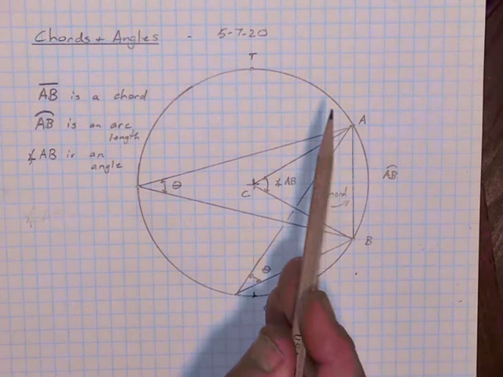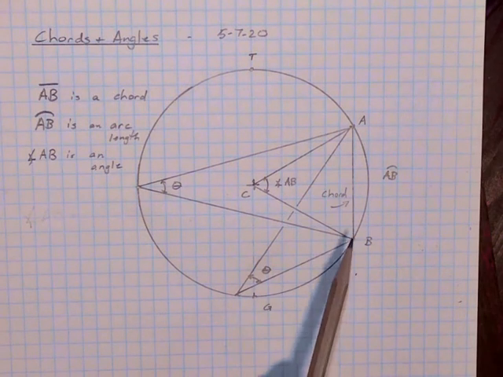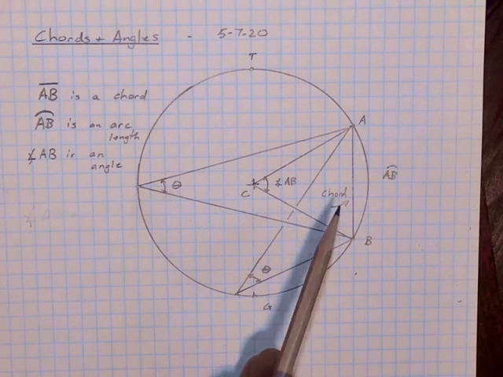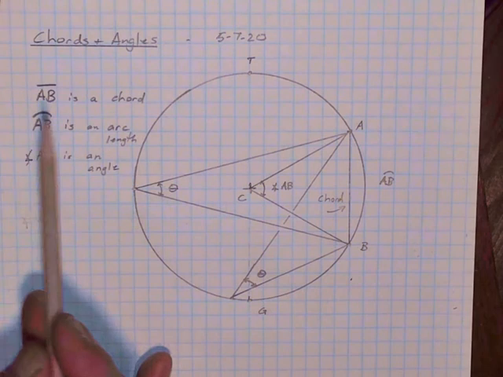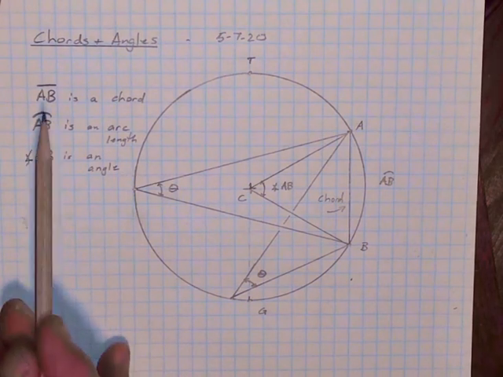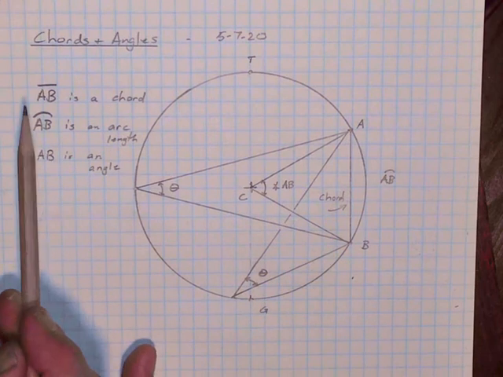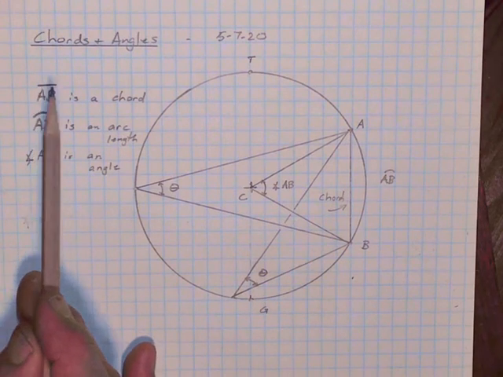We call this type of line, which connects 2 points on the circumference of the circle but goes inside the circle and never leaves it, a chord. Okay? So basically we have 3 things that have AB in them right now. The chord is this straight line distance. We would call that line segment AB.